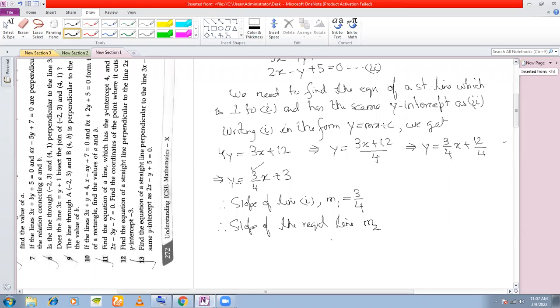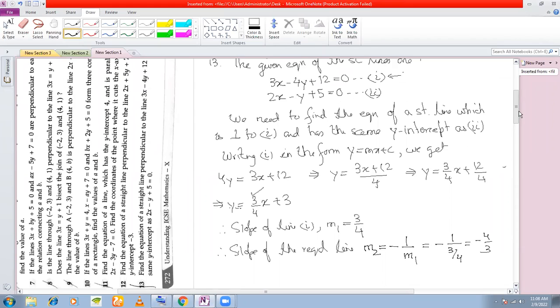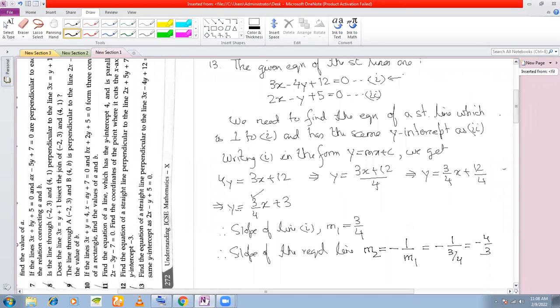So the required line is perpendicular to line 1, whose slope is 3 by 4, so the slope of the required line will be the negative reciprocal of the slope that is given, right? So you have minus 1 by 3 by 4, which is minus 4 by 3, right? So you got the slope of this line, right? So for the equation of the line that we need to find out, we have got the slope here. Now what is the next condition given? The next condition is that the required line has the same y-intercept as this line. Okay, and how do you find out the y-intercept of line 2?